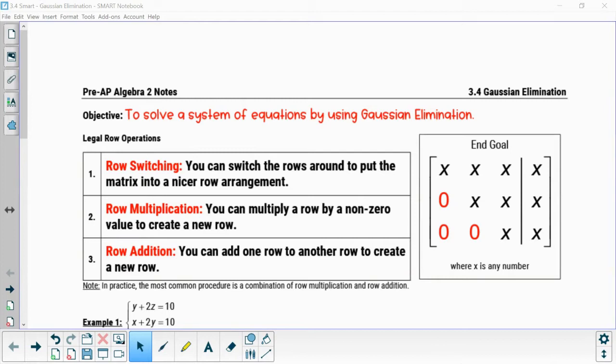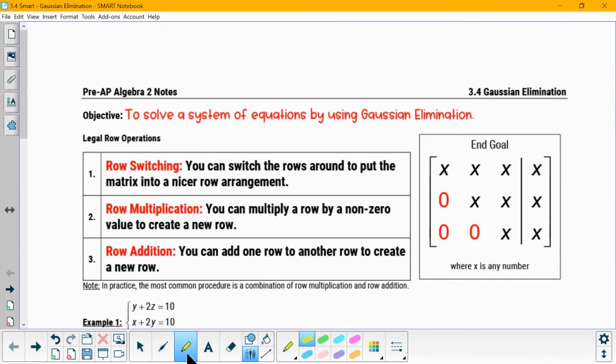The goal of Gaussian elimination is to take a matrix, which is representing a system, and end up with three zeros in the bottom left-hand corner. The reason why we do this is because when we rewrite our matrix back into a system form, we get our z variable equals a number. So that's why we want these three zeros here, because it's going to allow us to work upwards to find x, y, and z.